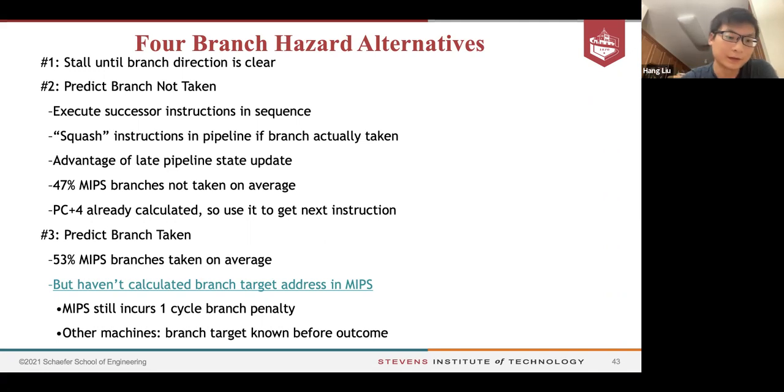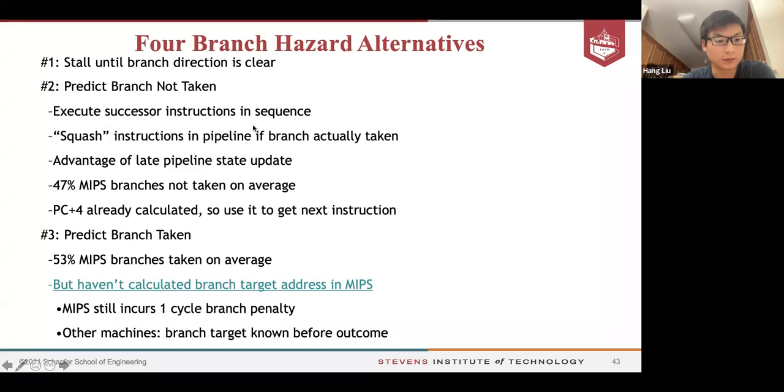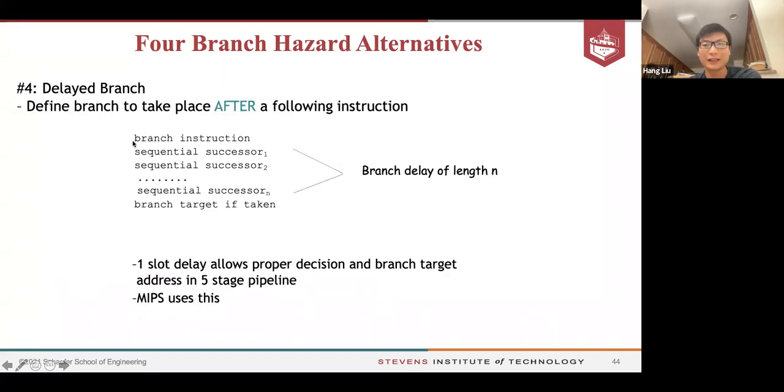If it is taken, typically we cannot calculate the branch target address in MIPS, so this still incurs a 1-cycle penalty. Some machines know the branch target before the outcome, so then you can easily do that, right? Or we can delay the branch. How we delay the branch is the same as our exercise in the last part. You basically define the branch to take place after a following instruction, right? A 1-slot delay allows proper decision and branch target address in a 5-stage pipeline.